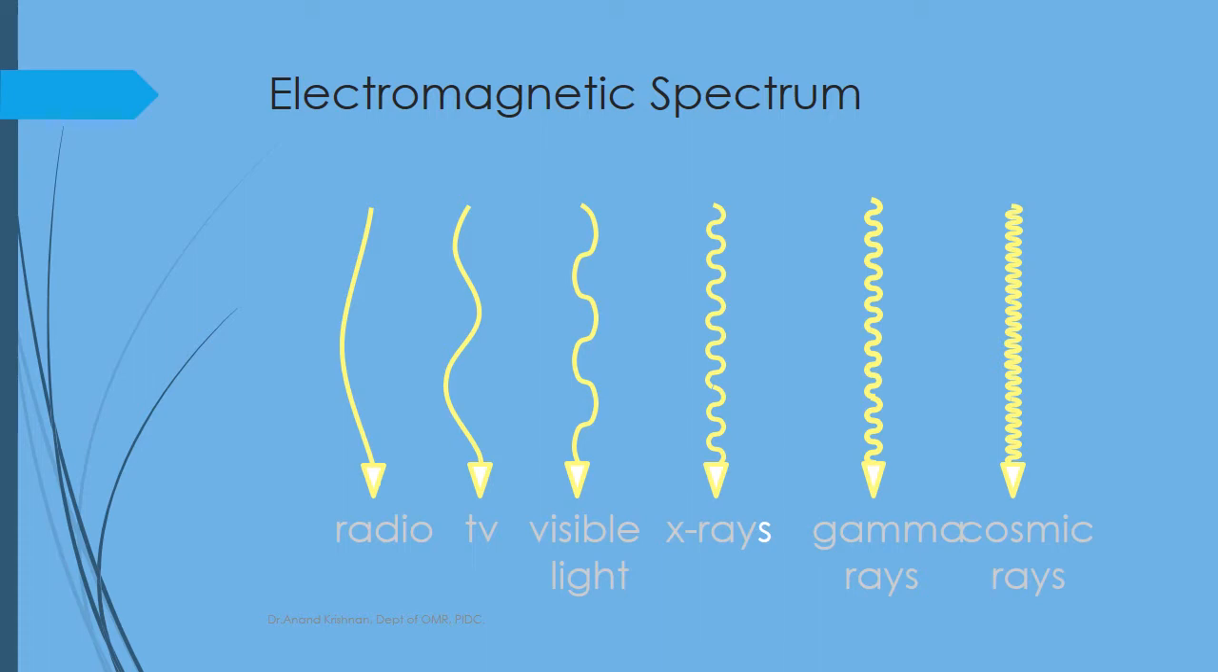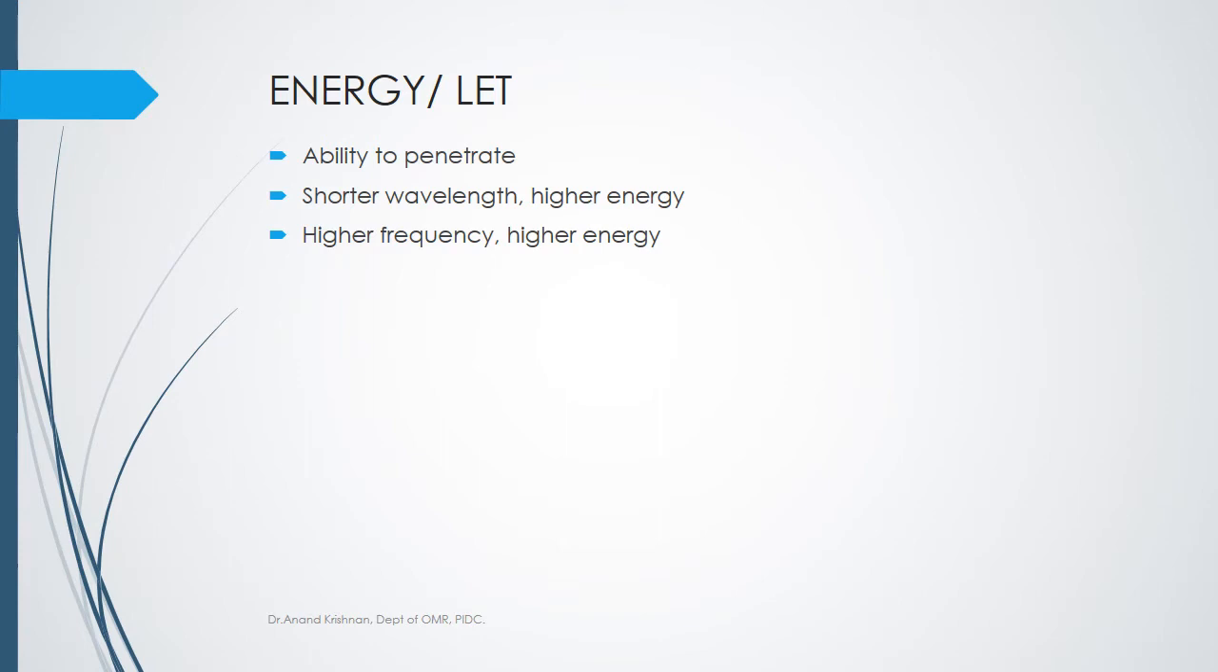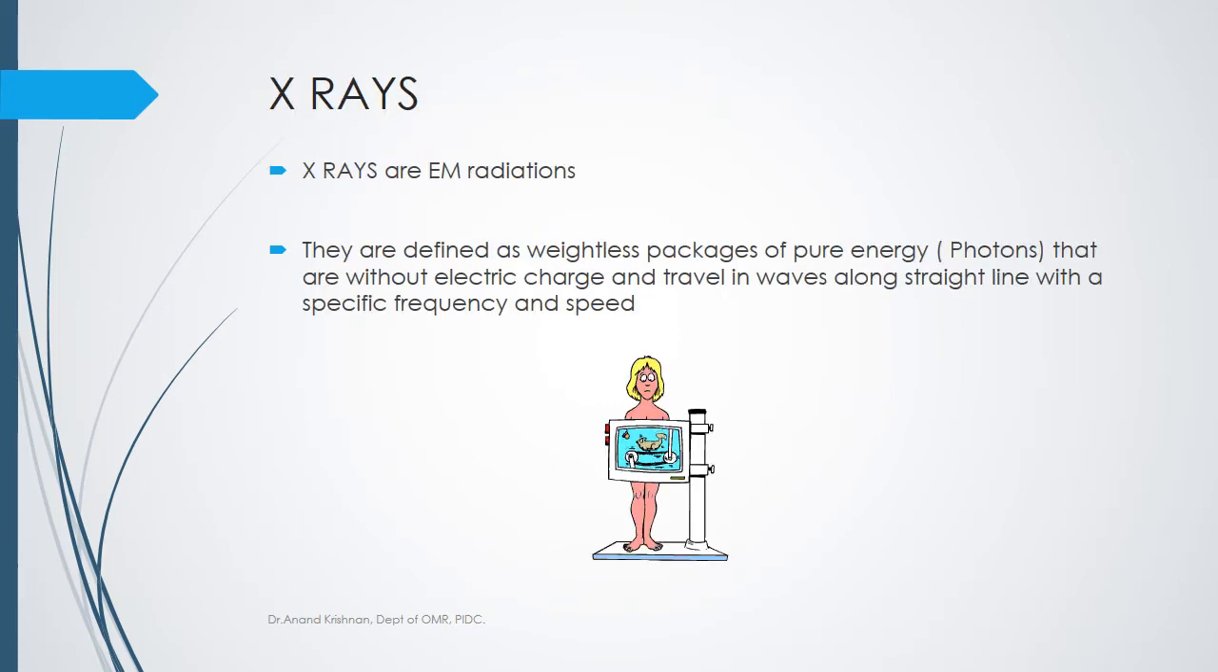In our topic, X-rays fall under this spectrum. We understand that there is particulate and electromagnetic radiation. Here we are concentrating on electromagnetic. Moving on to energy, like I mentioned before, it is the ability to penetrate. The shorter the wavelength, the higher the energy, and the higher the frequency. So X-rays are electromagnetic radiations.